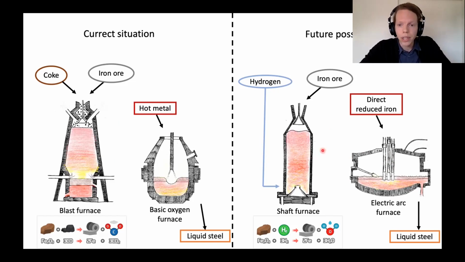Shaft furnaces are already in use to produce direct reduced iron, but the raw material is mostly natural gas, which is reformed into carbon monoxide and hydrogen. So it's also a fossil-based process today, mostly. But the same type of shaft furnace can be used with mostly hydrogen as the reactant gas. So this is tested and possible.